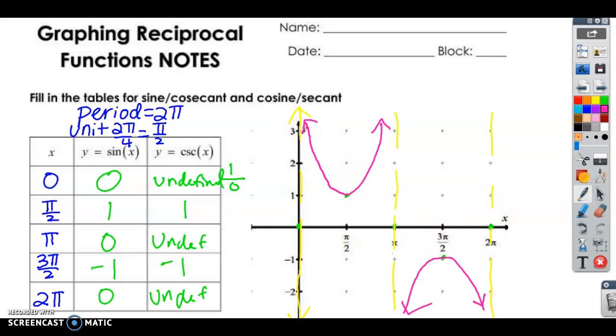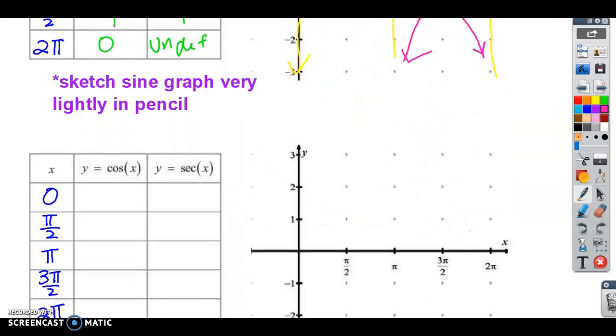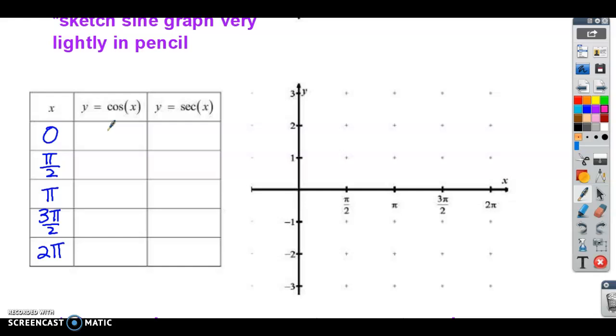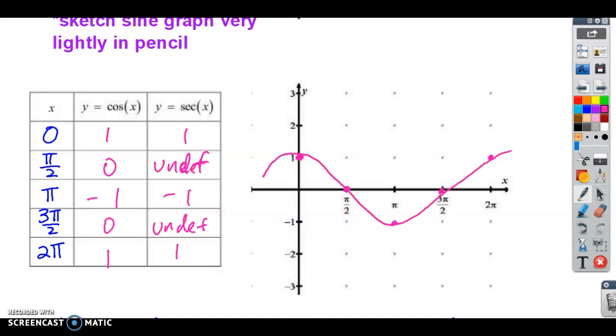All right, let's try cosine. Okay, so 1, 0, -1, 0, and 1. So that's going to be 1. This is undefined. This is -1. Undefined, 1 over 0, and 1. Okay, so my original points for the cosine graph, and if I wanted to connect them, I could, would be 1, 0, -1, 0, and then back up to 1. There's 1 full period. Okay, so the graph would look like this, right? That's cosine.